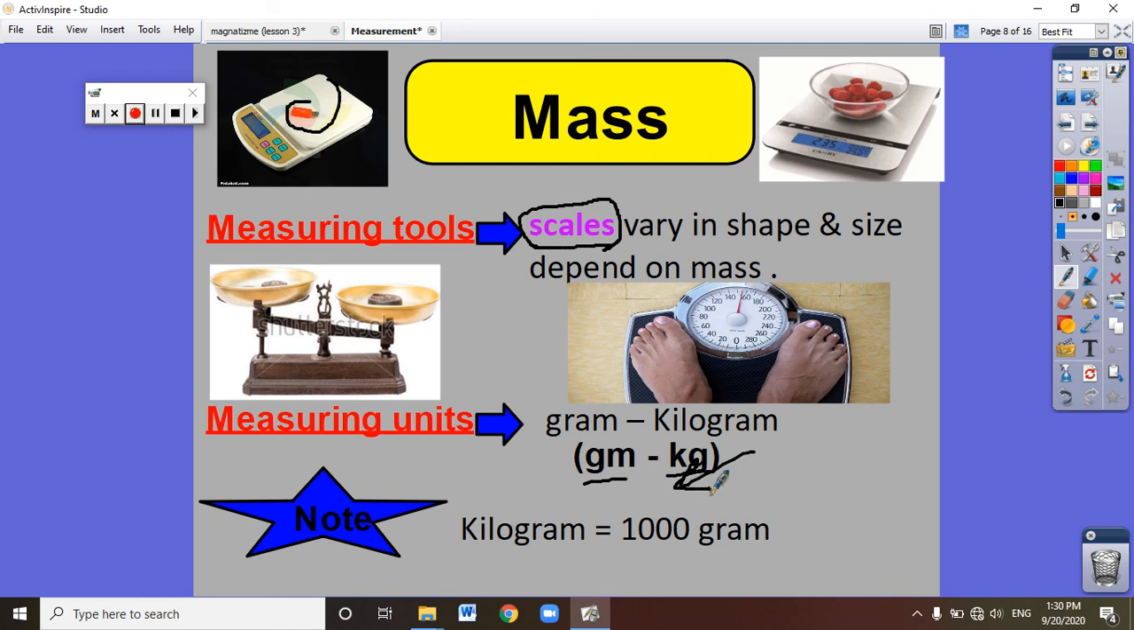So don't forget the gram to measure small masses, but the kilogram to measure big masses. Gram for light masses, but kilogram for heavy masses. And don't forget that 1 kilogram equals 1000 grams. Okay, now we finish the mass.